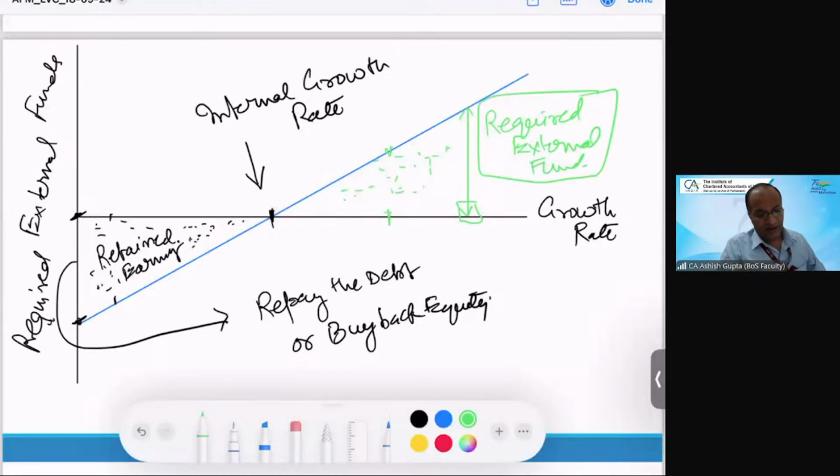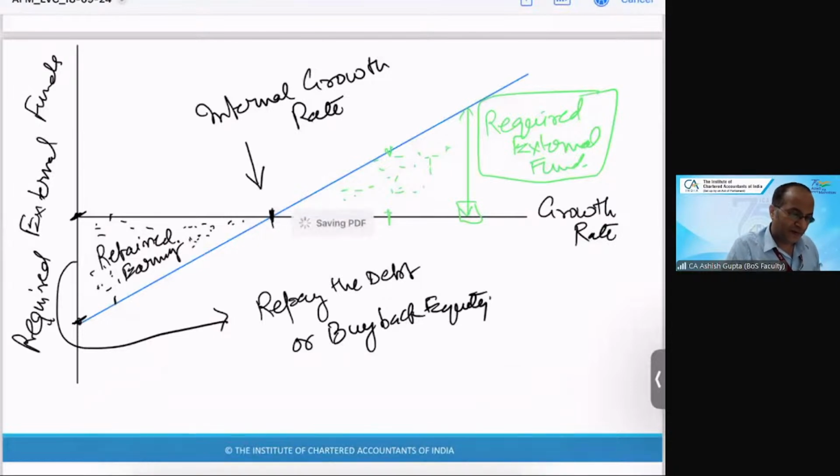So this is a diagrammatic presentation. I will discuss it with you with the help of assignment questions. So now I am discussing with you the second question of our assignment.